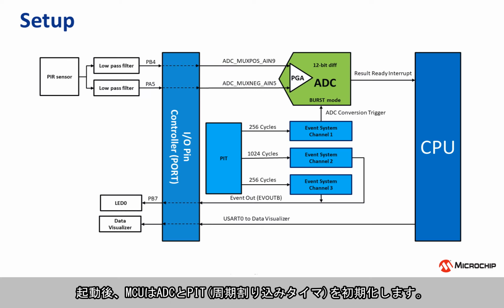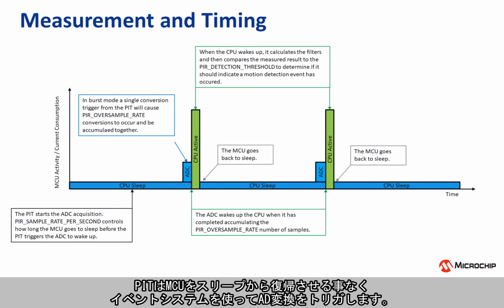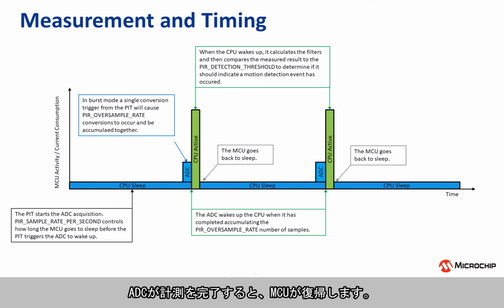After powering on, the microcontroller initializes the analog to digital converter, or ADC, and the periodic interrupt timer, or PIT. The PIT triggers the ADC conversions via the event system without waking the microcontroller. When the ADC has completed each measurement, the microcontroller is woken up.